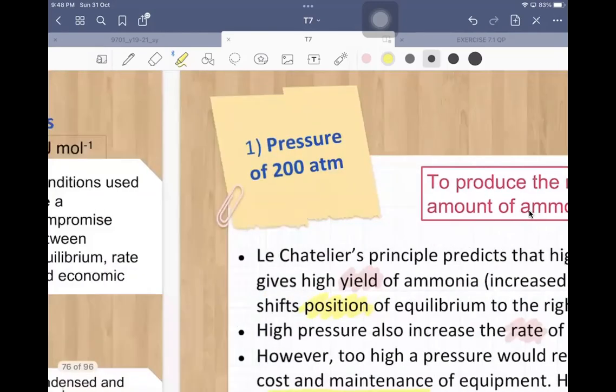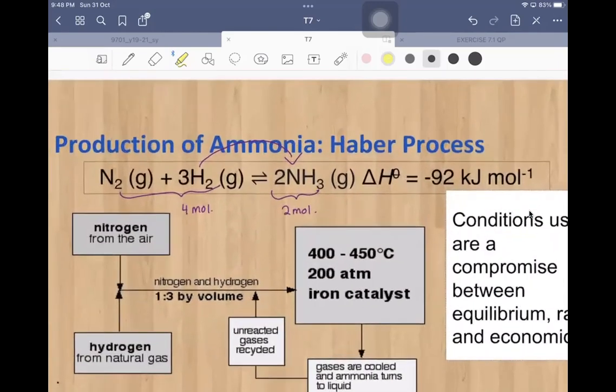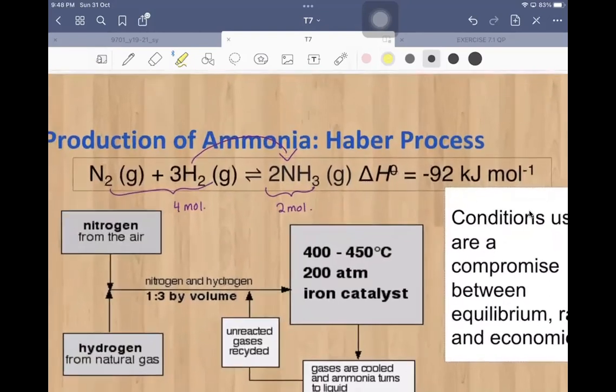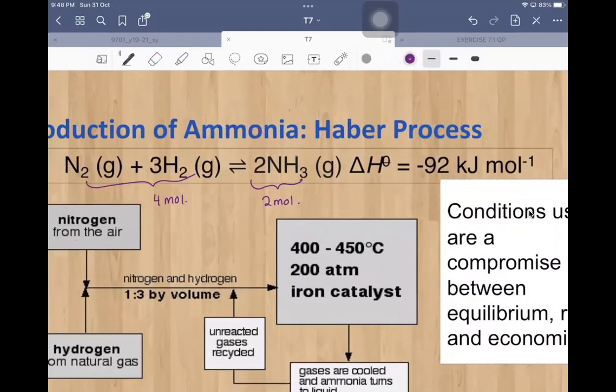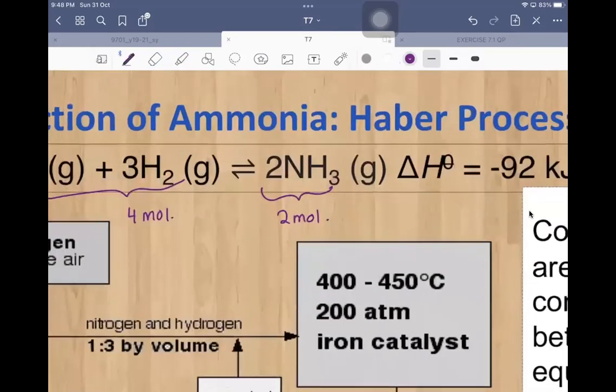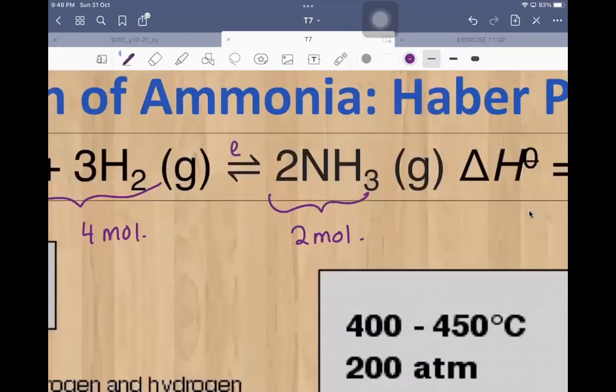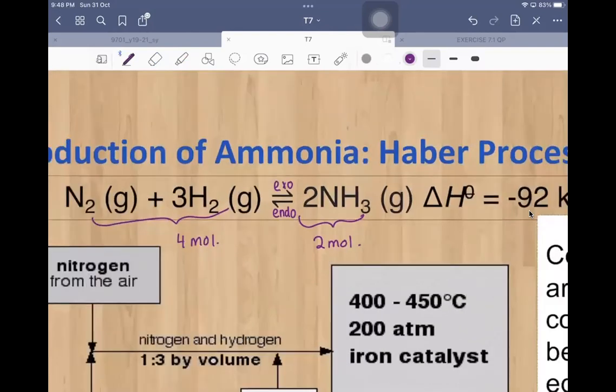So let's have a look at this system again. What happens if I increase the temperature? Okay, first we look at the enthalpy. Forward is exothermic, reverse is endothermic. Okay, increasing temperature will only favor the endothermic reaction, which is the reverse. This is not what we are aiming for. We want to produce more ammonia, not reactants.